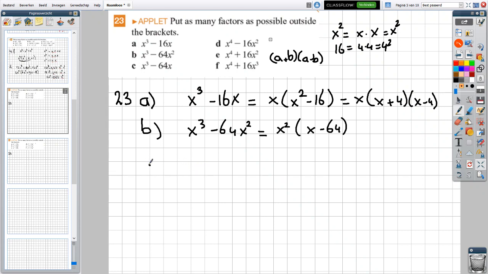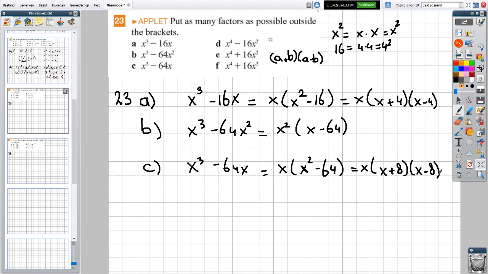So let's take a look at C. x to the power of 3 minus 64x. Get outside of the brackets what they have in common. And here I'm not done. Take a good look at the small difference. Now I have x squared minus 64. Here x squared is a square of x. x times x is x squared. And 64 is the square of 8. So here I write down x plus 8 and x minus 8, or the other way around, as I already mentioned.